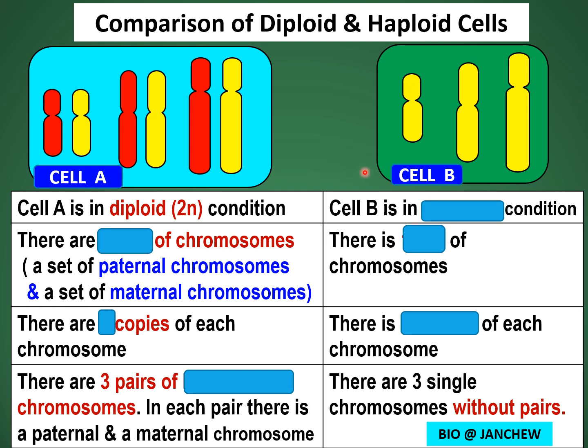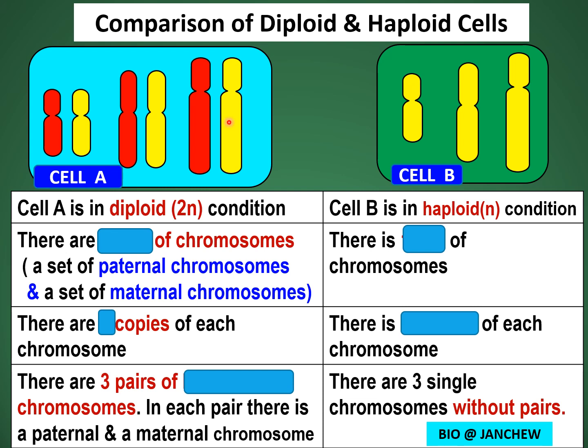Now this cell, B, is in haploid condition because there's only one copy of the short chromosome, one copy of the medium-sized chromosome, one copy of the long chromosome. Now sometimes you can be asked, you're given this diploid cell, then you can be asked to draw the haploid cell that's produced from there, the gamete that's produced from the diploid cell.